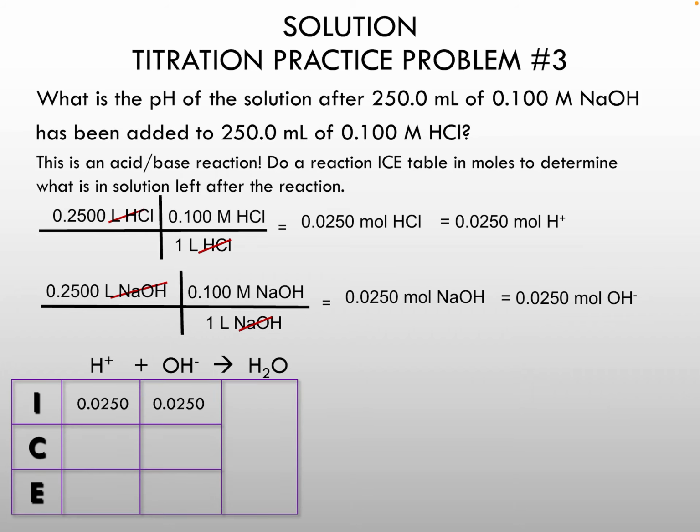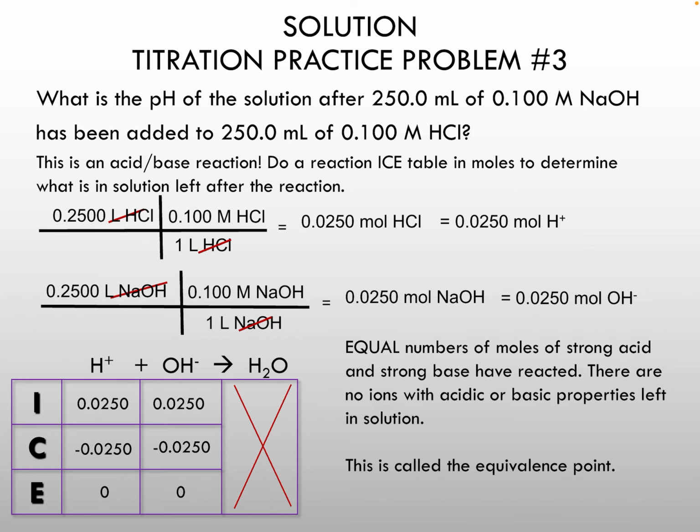So if we put that in our ICE table, we don't have a limiting reagent because they have the same value. If we subtract that out, we're going to get 0 for each one. We have no more acid, no more base, all we have is water. So this tells us that we are at the equivalence point.